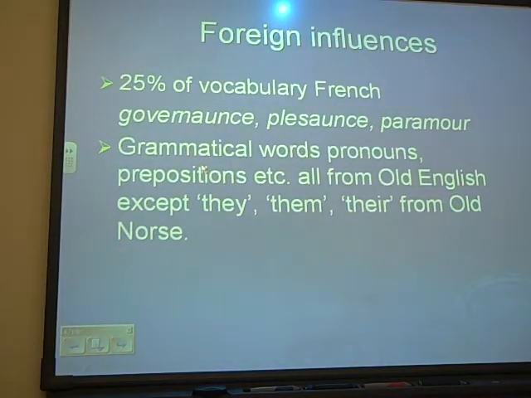Grammatical words and pronouns, prepositions are usually coming from Old English, except they, them, their are coming from Old Norse. They, Chaucer uses quite a bit. Them and their really only appear in the Reeve's Tale, in the Canterbury Tales. And we'll see why that's important, because the Reeve's Tale is in a kind of mock northern accent. So it's Chaucer imitating the northern dialect. It's one of the things that we'll look at in a bit more detail.